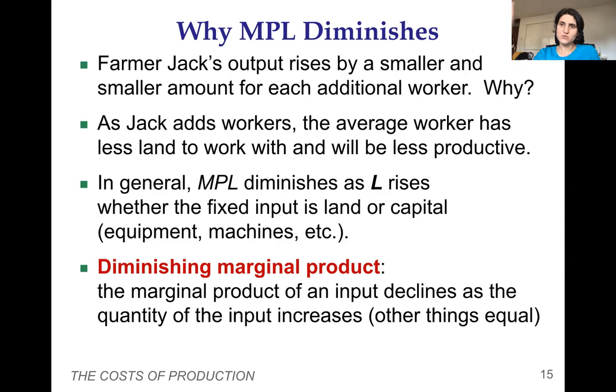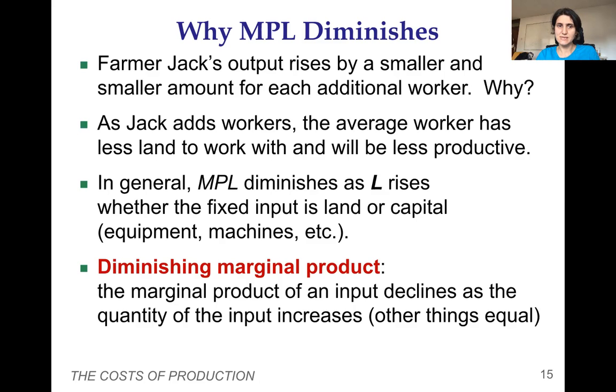But as you add more labor in this small shop, okay, the additional workers are not going to increase the output much because the capital is limited. Okay, so in here, the farm is limited as well. Okay, so as Jack adds workers, the average worker has less and less land to work with and will be less productive. Okay, in general, marginal product of labor diminishes as L rises.